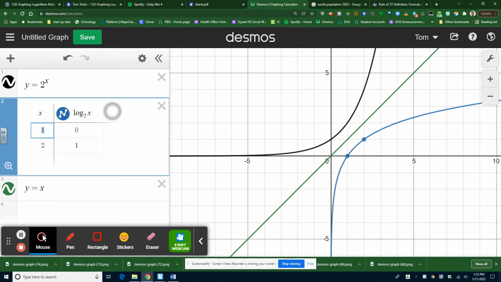So we start with 1, 0. And then this one is 2, 1. Because again, remember, this is log base 2 of 2, which means 2 to what power is 2?